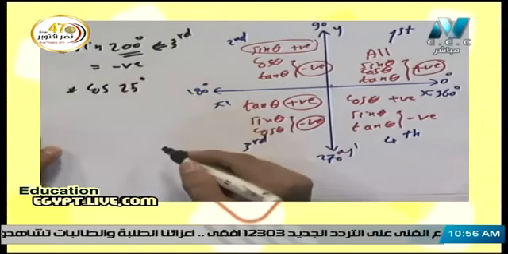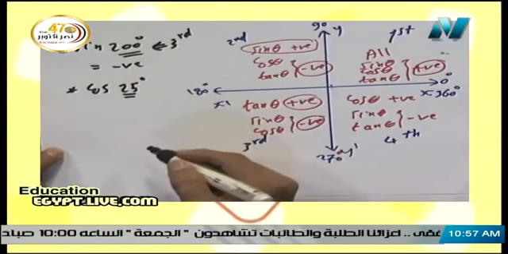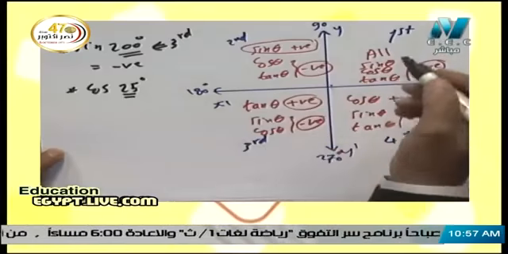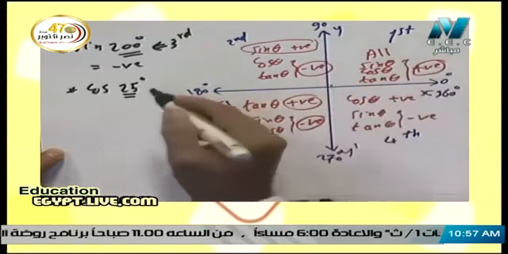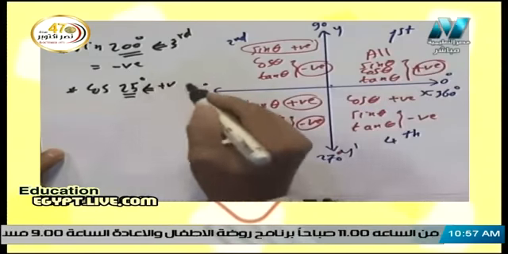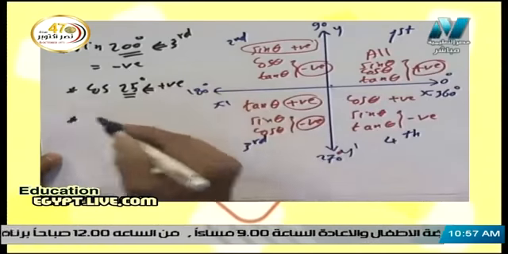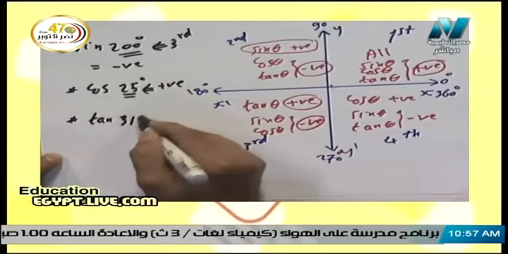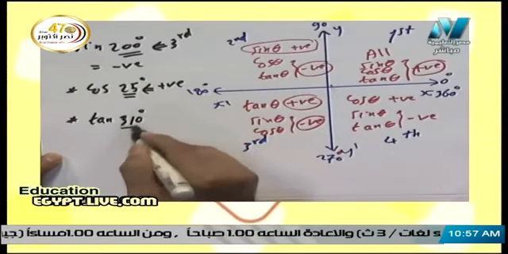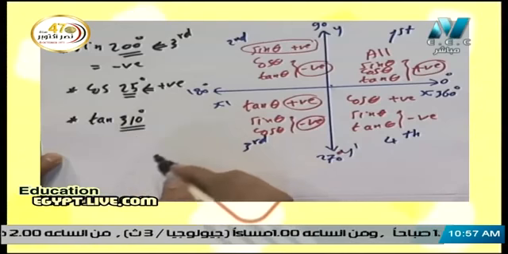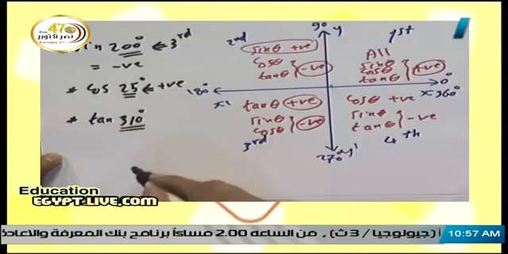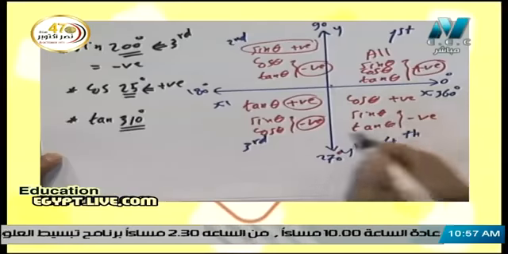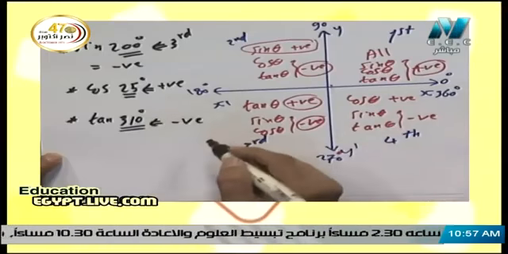But if someone asks us about cosine 25 degrees, where does 25 degrees lie? Is it in the first, second, third, or fourth quadrant? 25 will lie in the first quadrant, and we know that in the first quadrant, all of the functions will be positive. If one asks us about tan 310 degrees, where does 310 degrees lie? It will lie in the fourth quadrant. So tan in the fourth quadrant is negative, so this function will be negative.